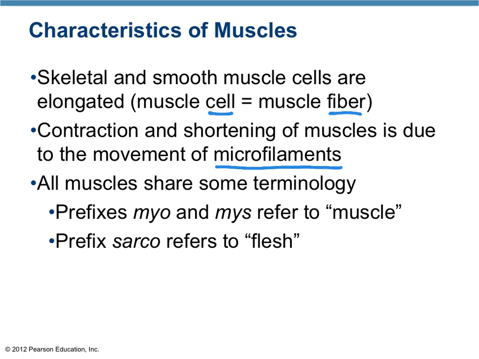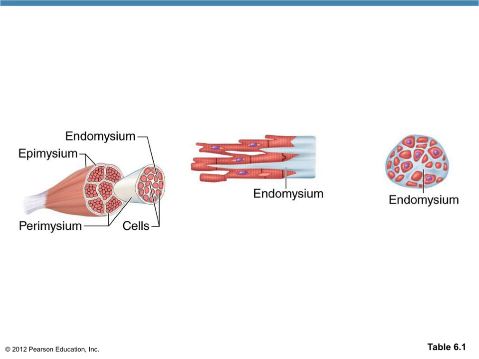All muscles do share some terminology. If you have a prefix of myo or mys, those both refer to the word muscle, and then the prefix sarco refers to flesh. And so all of those prefixes would be found in muscular cell types and other muscular related terms. So you'll see that particular term mys a lot when we talk about muscle, because there's the endomysium, epimysium, and perimysium, which are all part of the structure of a muscle, and you can see it from different angles too.